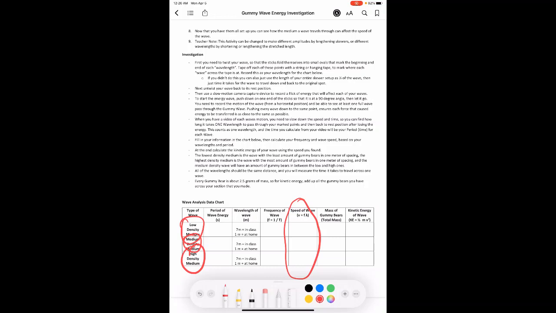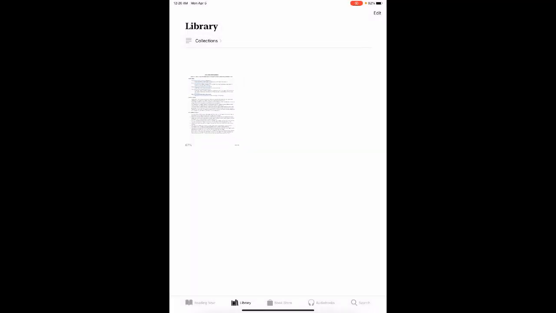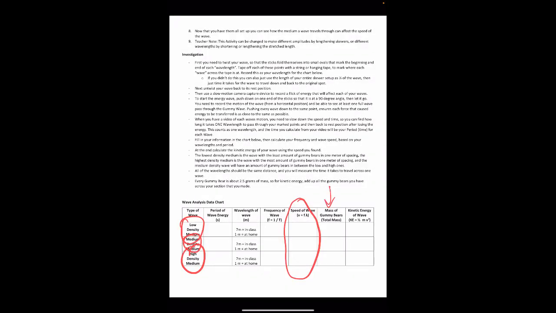Something you could look at for that is probably the mass of the gummy bears. The number of gummy bears in total would ultimately affect the speed of the wave as it travels across there.